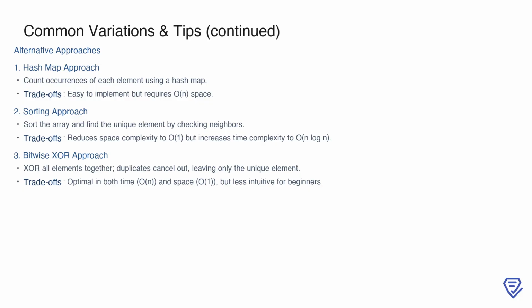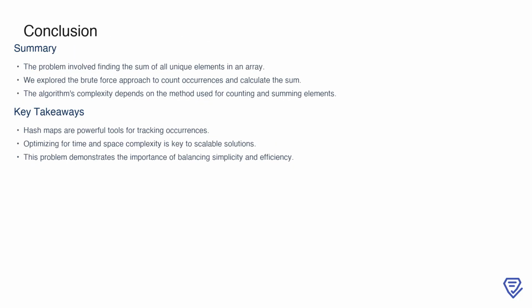Finally, there's the bitwise XOR approach, which is both time and space optimal at O(n) and O(1), respectively. This method works by leveraging the property of XOR. Duplicates cancel each other out, leaving only the unique element. While this approach is highly efficient, it can feel less intuitive, especially for beginners. Each of these methods has its advantages, so the best choice depends on the problem's constraints and your familiarity with the techniques. Great job on completing problem number 1748.